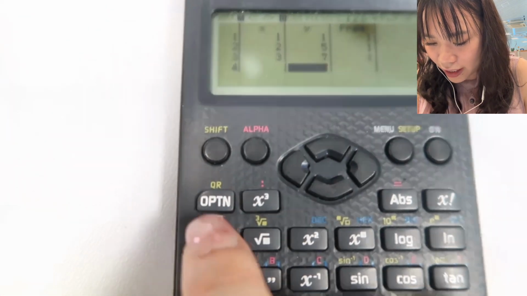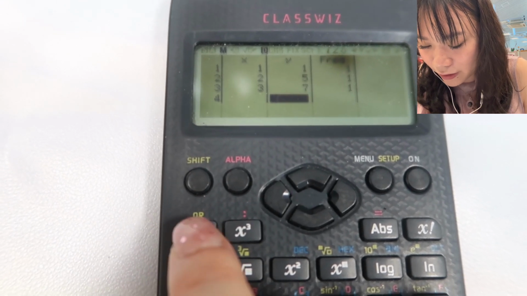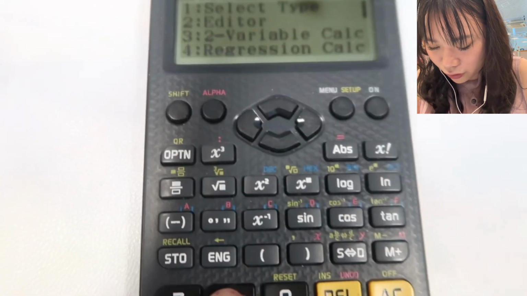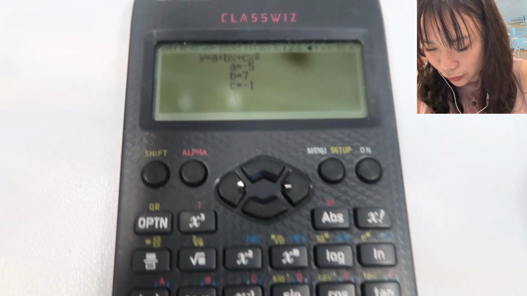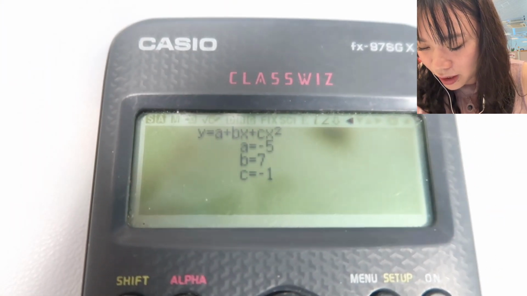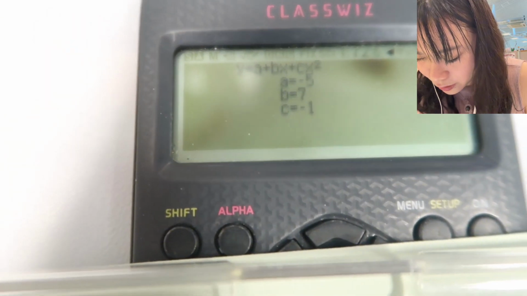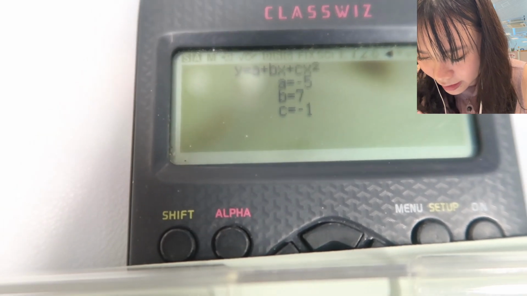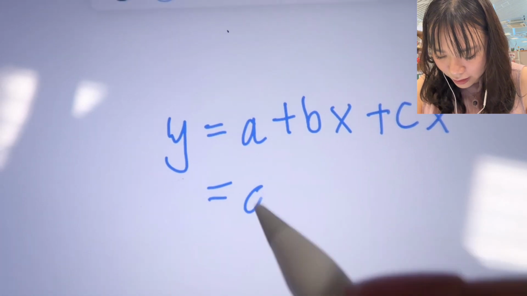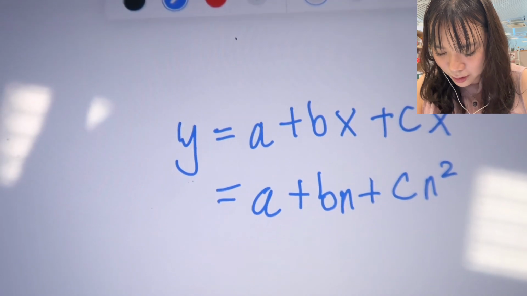How do I find the n squared? What is the sequence in terms of n? I will then press option and press 4. Option 4 gives the sequence in terms of n. Then you may be asking, why is it A, B, and C? Let's take a look at y equals a plus bx plus cx squared. It represents the n sequence, because if we replace x with n, we will get it in terms of n squared.